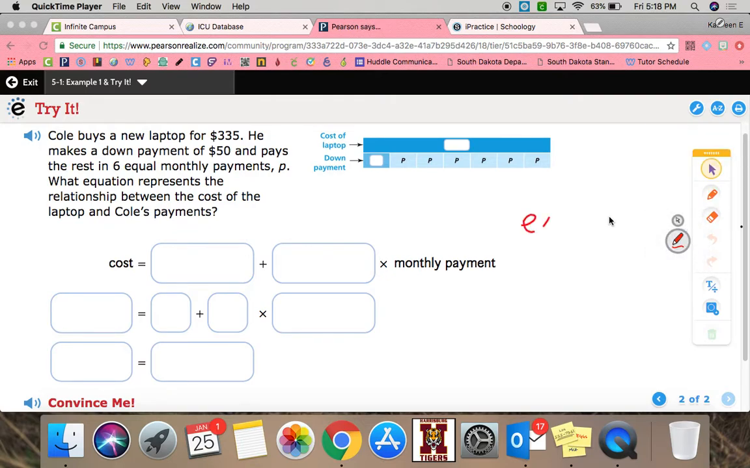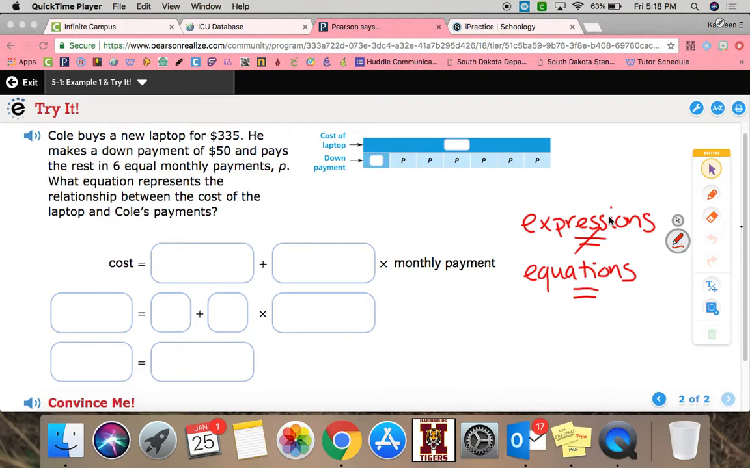So we had expressions and we have equations. Okay, the difference is that expressions don't have an equal sign and equations do. Okay, otherwise everything else is the same. We're going to combine like terms, we're going to distribute, we might even factor, and all of that fun stuff.